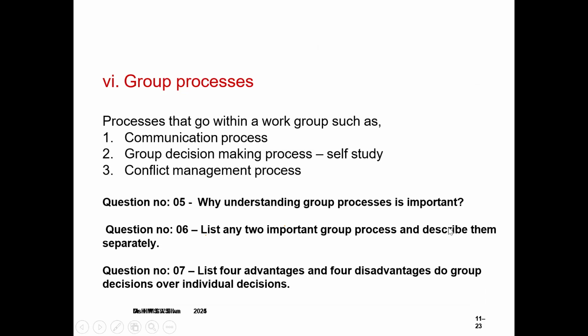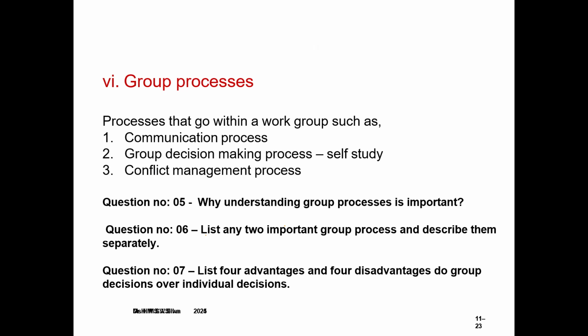Then the other one is group processes. When we talk about group processes, these are the processes that go on within a work group, such as communication processes, group decision making, and conflict management processes. All these processes should be nicely described, and every step should be explained in a very simple and descriptive manner. Communication process means how we communicate with other people, what the mode of communication channel is, and likewise we should decide.